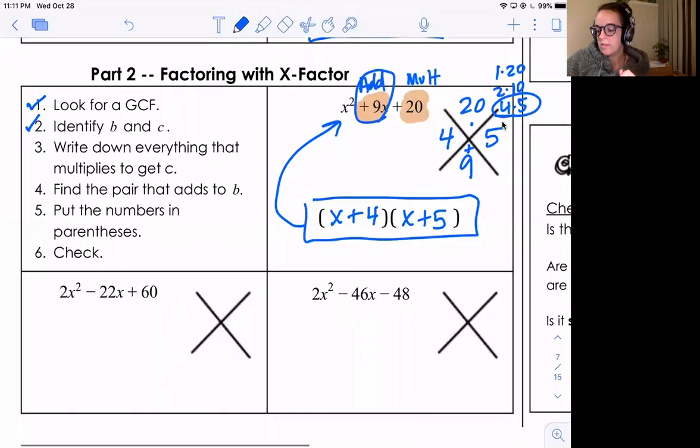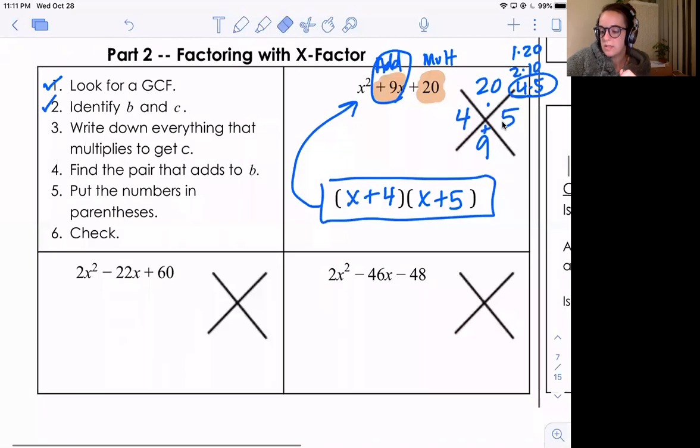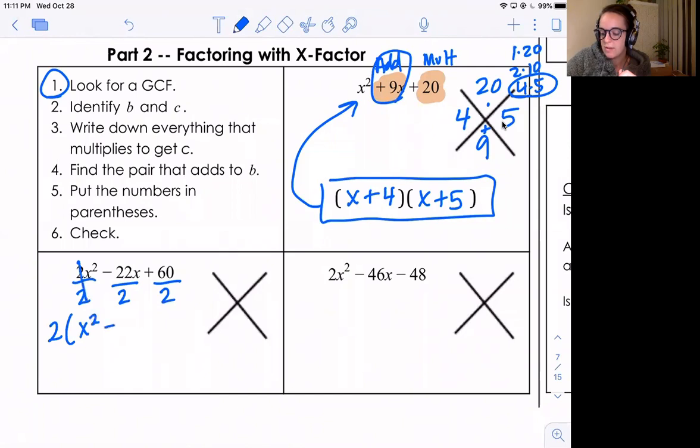All right, let's try another one. For this one here, first step, we're going to look for a GCF. I see that each of these is an even number, so I can divide by 2. That means I'm going to have a 2 on the outside, and I'm going to have x squared left, minus 22 divided by 2 is 11x, plus 30.